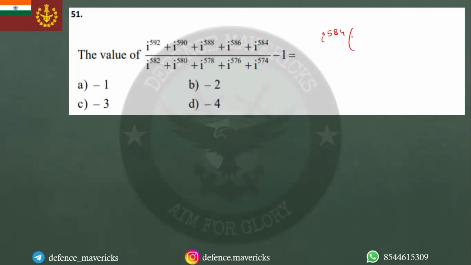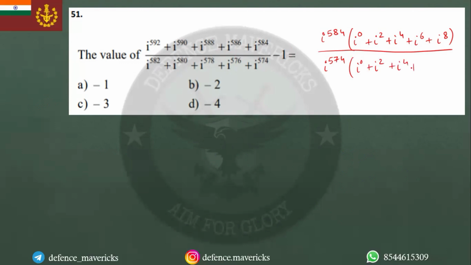So let's say I take I power 584 as common. So what remains? I power 0 plus I square plus I power 4 plus I power 6 plus I power 8. That divided by I power 575, 4 is common over here. What remains? I power 0 plus I square plus I power 4 plus I power 6 plus I power 8. Okay, -1 है बाहर, ये वाला -1 इधर लिखा है, ठीक.